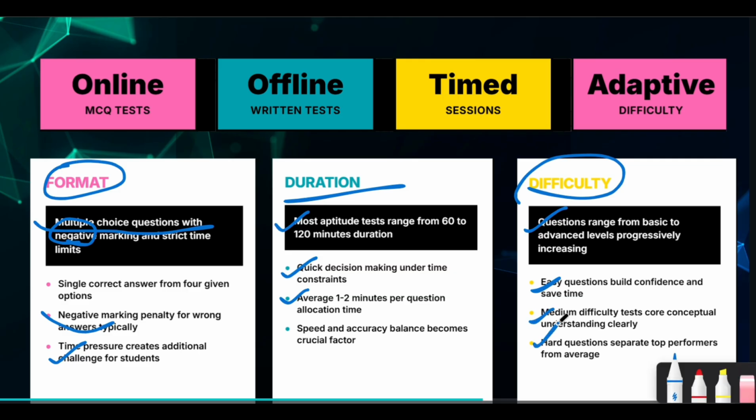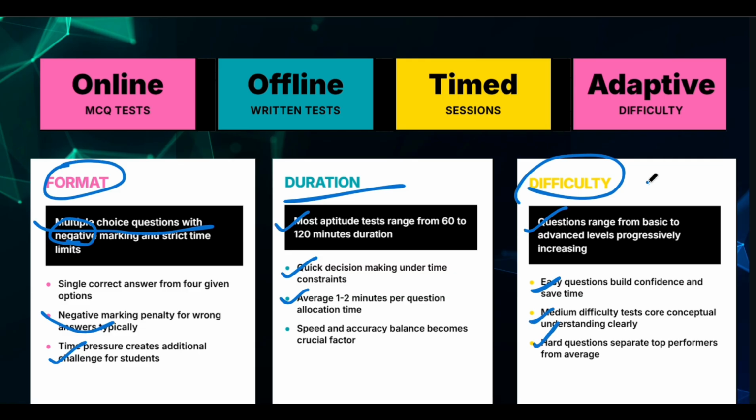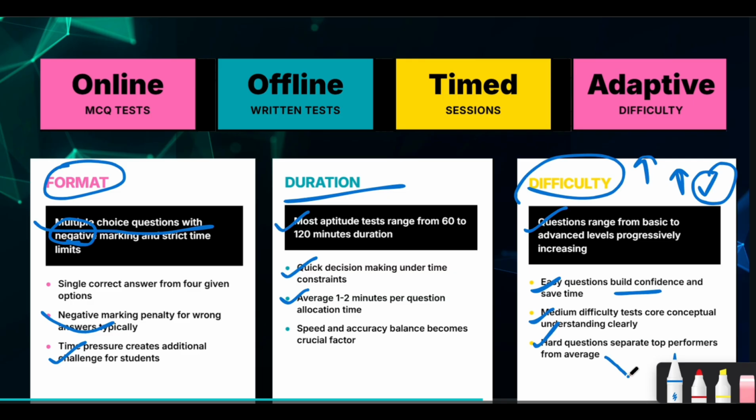Easy questions help you build confidence. Medium questions test your concepts. And hard questions separate top performers from the rest. That's why preparation is not just about practice, but about strategy. Knowing which question to attempt and which one to skip.